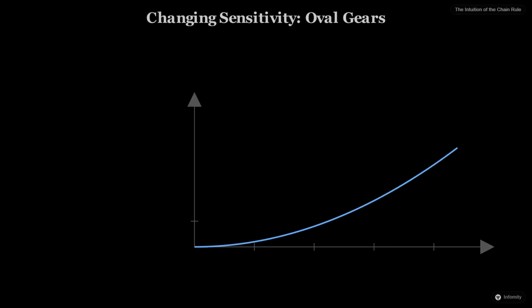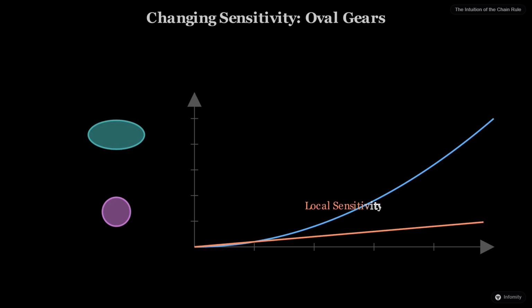In the real world, the sensitivity of a function often changes depending on your starting position. Think of a gear that is not a perfect circle, but an oval shape. As it rotates, it might push the next gear quickly at one moment and slowly the next. This means the derivative is not just a single number, but a function itself. The chain rule still works perfectly here. We simply multiply the specific local sensitivities that exist at the exact moment the signal passes through each stage.